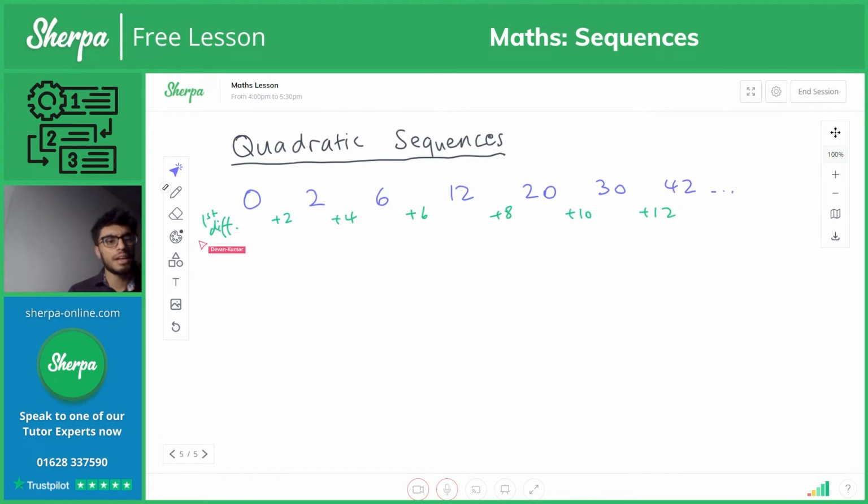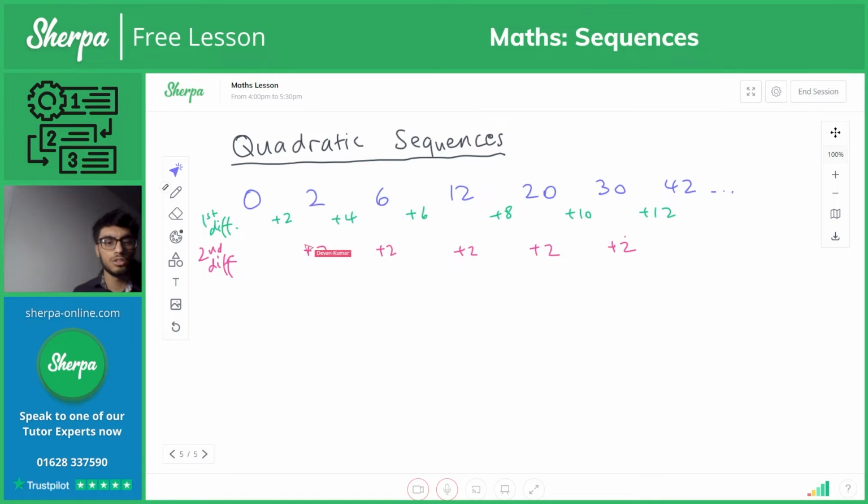Okay, so why have I labeled that the first difference? Because there's a second difference. We're going to have another line of differences. How is this going to work then? Well, we have this plus 2 and this plus 4. What's the difference? Plus 2. Plus 4 and plus 6, what's the difference? It's plus 2. And then plus 2 again, and again, and again. We start to see that this second difference is all the same.